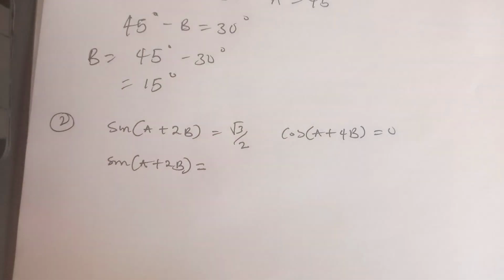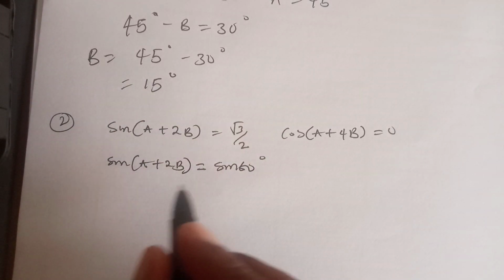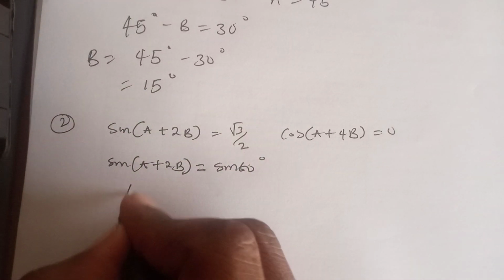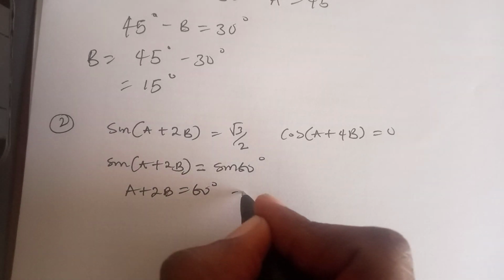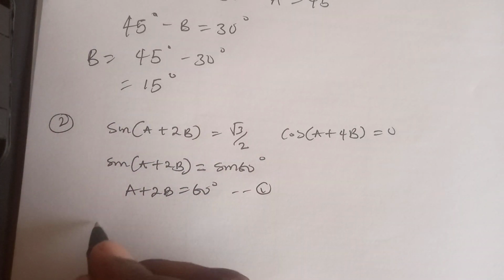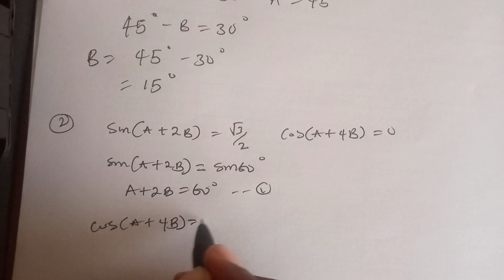So we have it there. So we have sine 60 degrees. The same thing, the sines are equal, so equate their angles. So A plus 2B equals 60 degrees, equation 1. Then the second one, cos of A plus 4B equals 0.